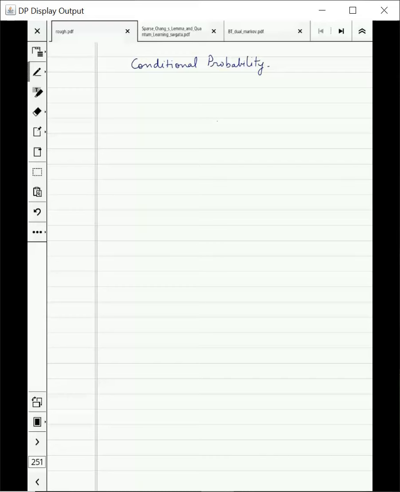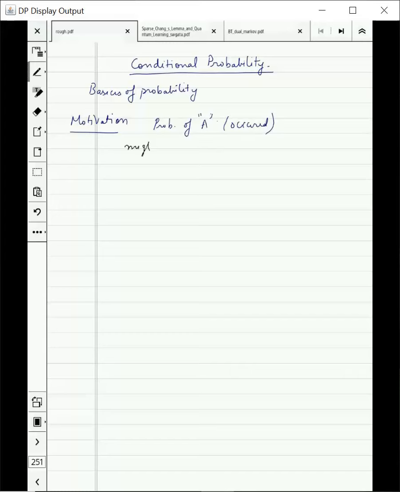We have seen basics of probability in last few lectures. Today, our objective would be to learn a new topic, which is called conditional probability. The motivation for learning conditional probability is that sometimes the probability of an event, let's say A, once we know that it has occurred, might affect the probability of event B. Let's take an example to make this motivation clear.